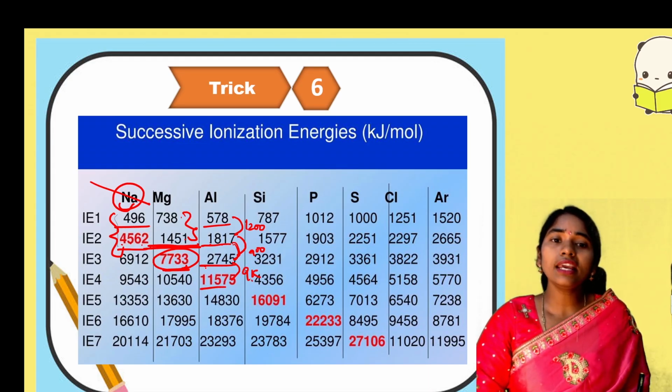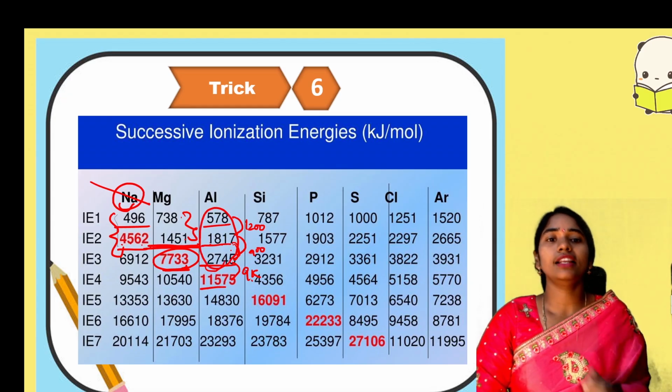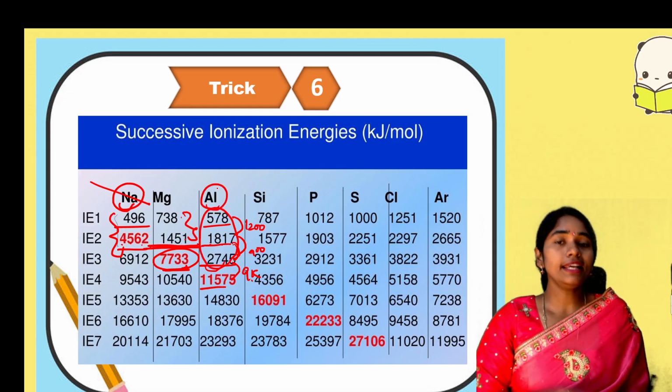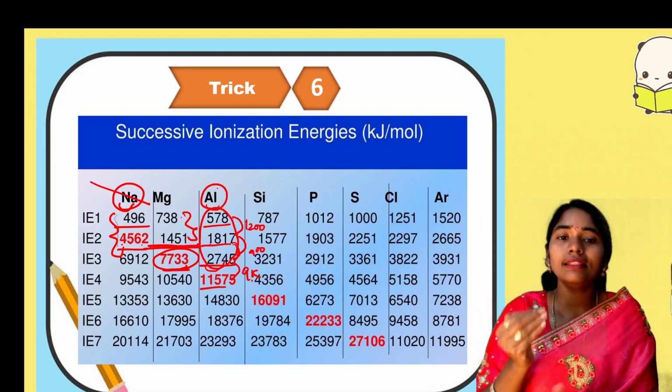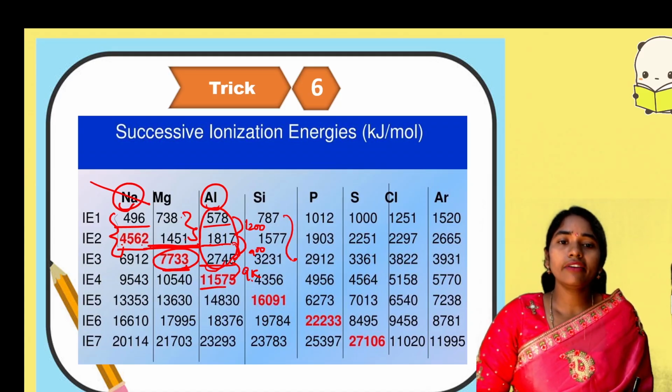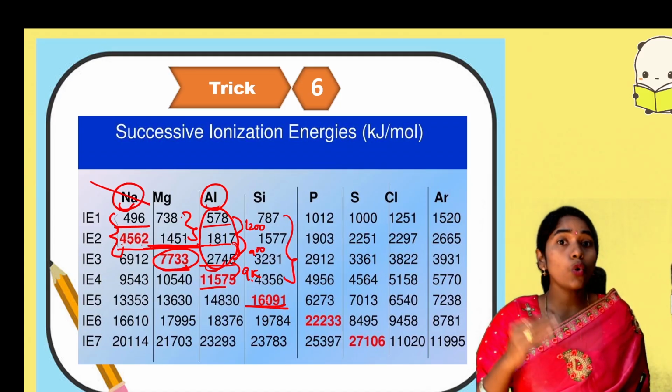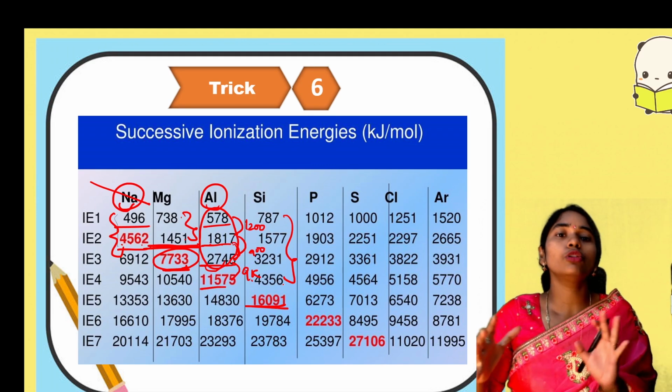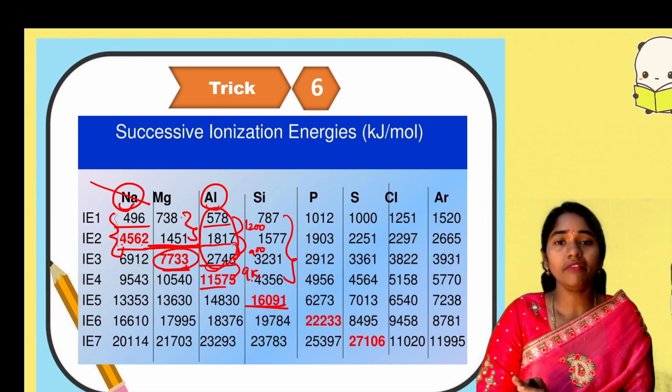So only 3 electrons are present in a valence shell. That particular element is a third A group element. In that way, suppose you calculate the energy difference, and here so much difference is there in the energy level. Those many electrons are present in the valence shell.